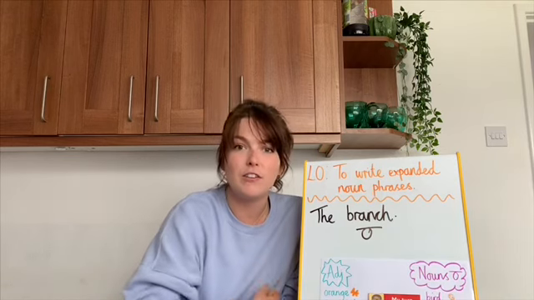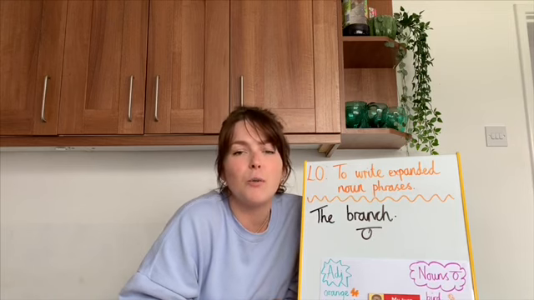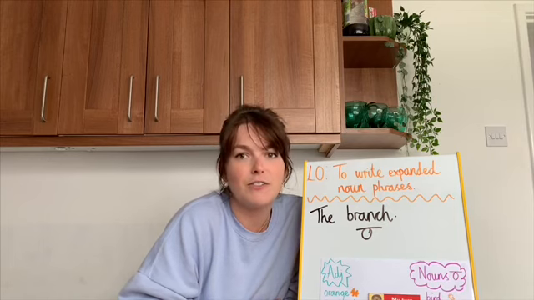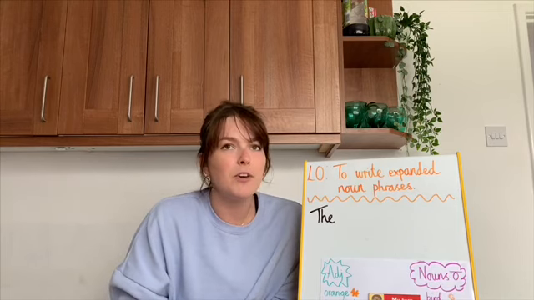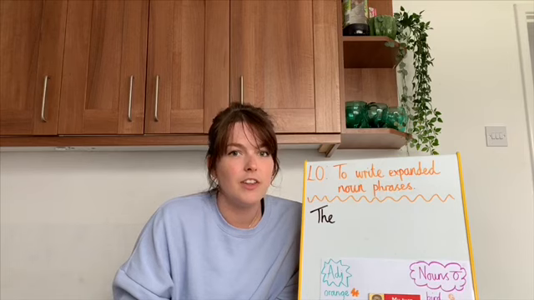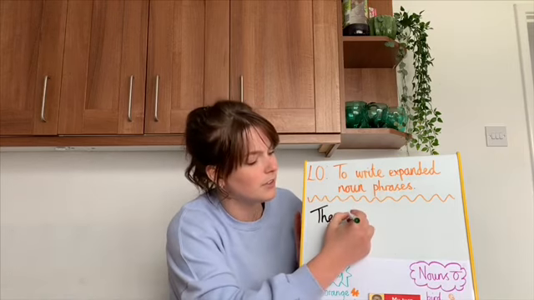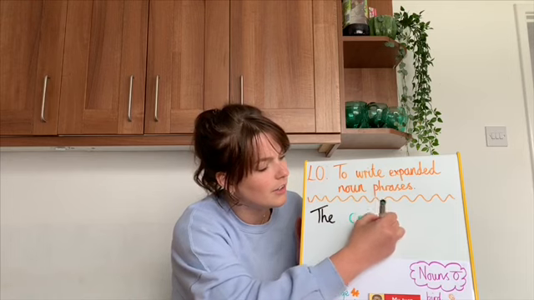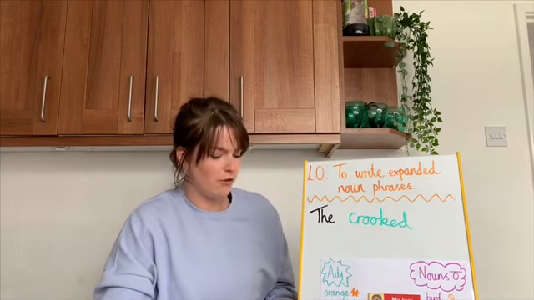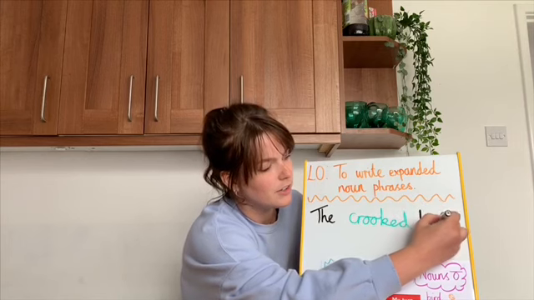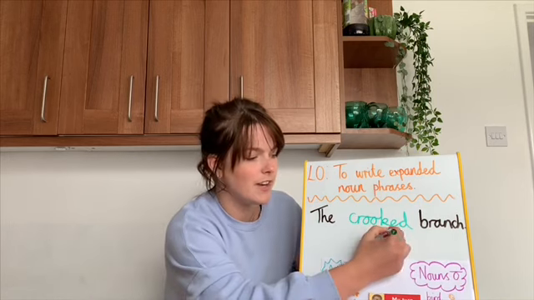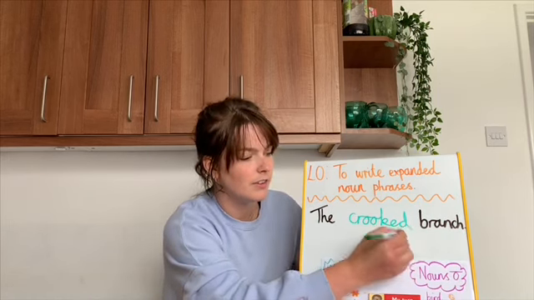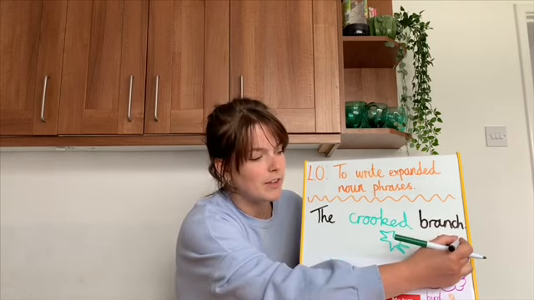You can go back to look at the video, or you can just have a talk with your grown-ups. Pause the video now and have a think of any adjectives that you can think of to describe a branch. Did you think of any? I thought of some. I'm going to add in the adjective, the crooked branch. The crooked branch. So I've got my adjective and I've got my noun. There's my expanded noun phrase.